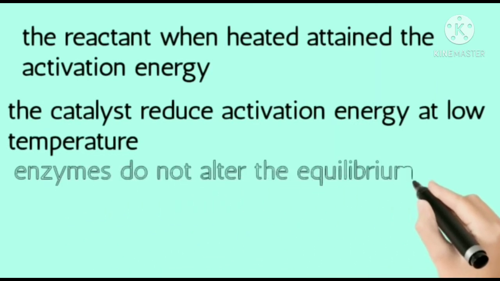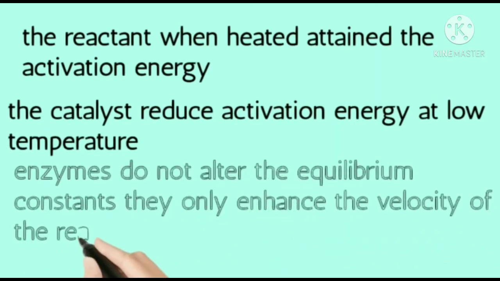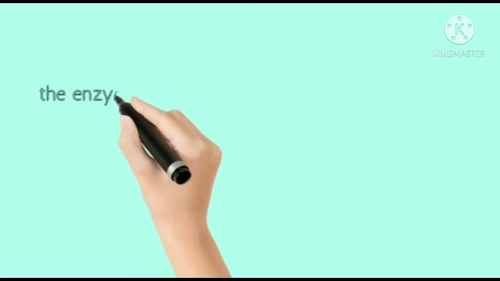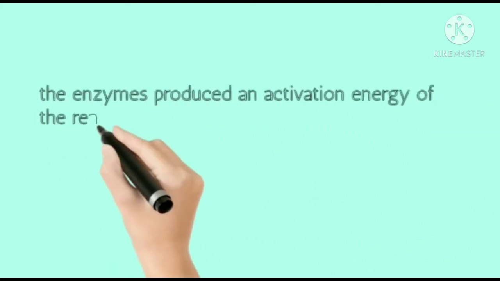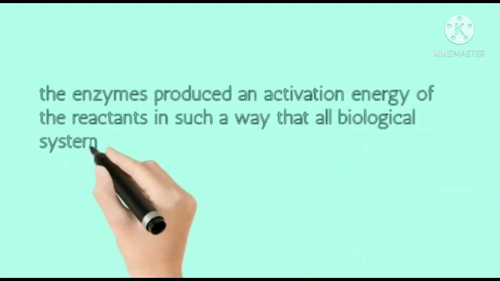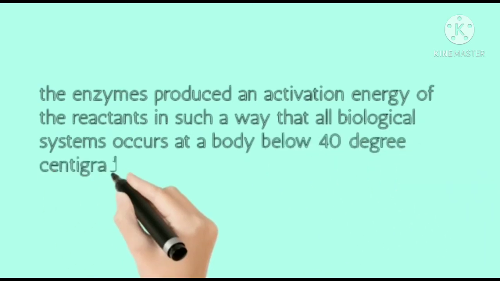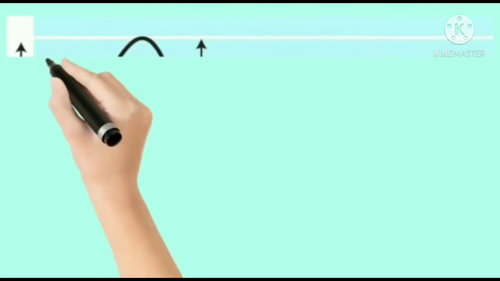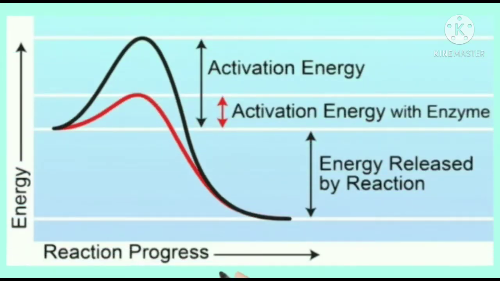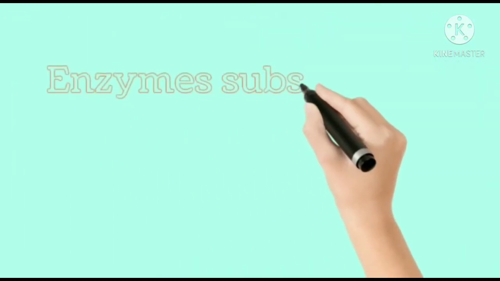Enzymes do not alter the equilibrium constant; they only enhance the velocity of the reaction. Enzymes lower the activation energy of the reactant in such a way that all biological reactions occur at a body temperature below 40 degrees centigrade. Here you can observe the activation energy with enzyme and the energy released by the reaction.